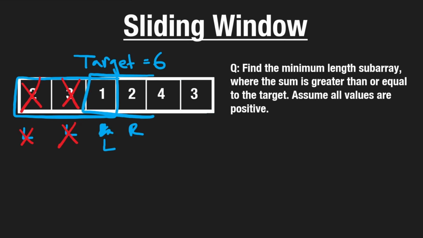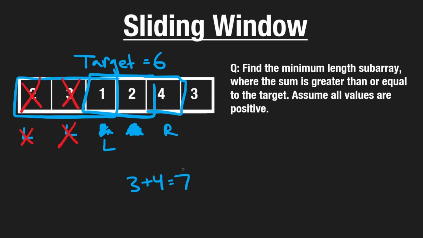And now our window sum was 6, but we removed a 3. So now our window sum is equal to 3. Now once again, we're going to go to the next iteration of the loop where our right pointer is going to be incremented. So our sum is 3, but we're adding a 4 to our window. So now our sum is going to be 3 plus 4, which is equal to 7.